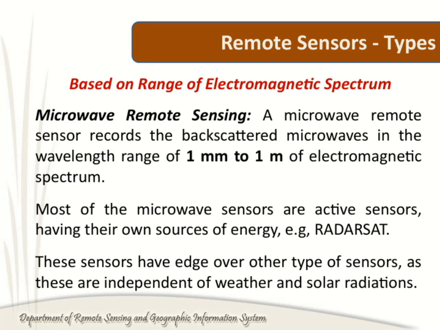Let's take a closer look at remote sensors, specifically those based on the range of the electromagnetic spectrum. One important type is microwave remote sensing. These sensors detect backscattered microwaves, which fall within a wavelength range of about 1 millimeter to 1 meter.